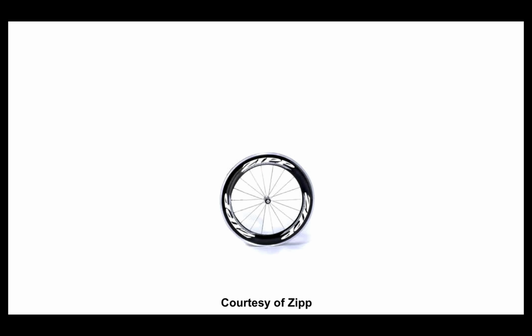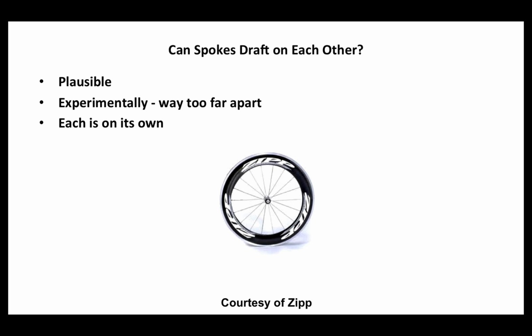As we look at this picture of a Zipp wheel, it's fair to ask, can spokes draft on each other? And it's plausible, but experimentally it's been determined that the spokes are way too far apart, so each spoke is on its own to cut its way through the wind.